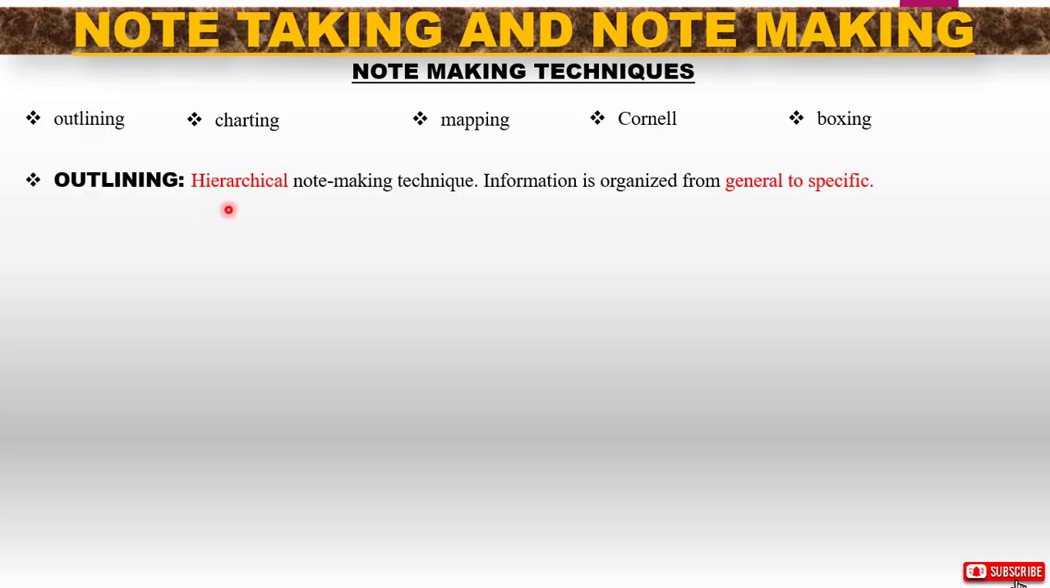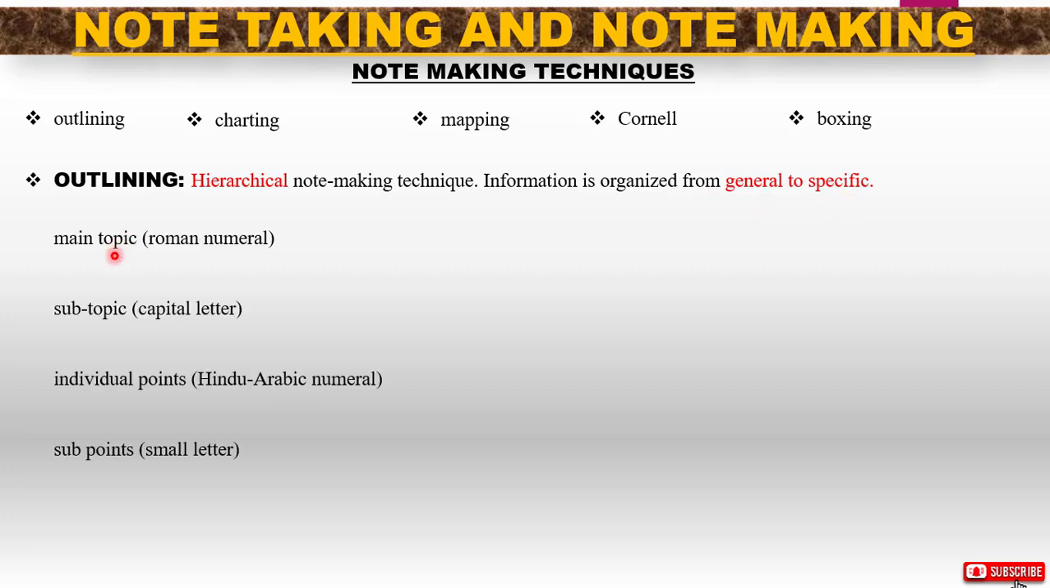So the outlining is a hierarchical note-making technique. This means that your information will be organized from general to specific. So when you are outlining, you will write your main topic, starting with a Roman numeral. Then you move on to your subtopic commencing with a capital letter. Then the individual points will take Hindu-Arabic numerals, and then the subpoints will take small letters.